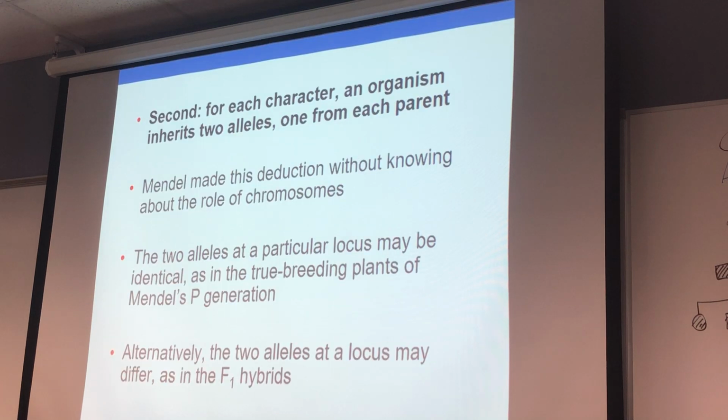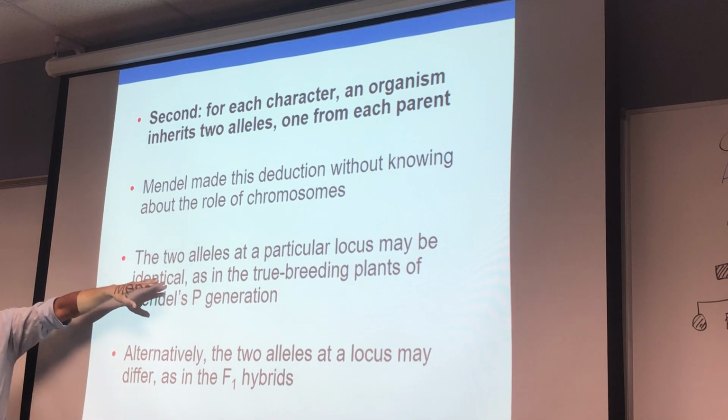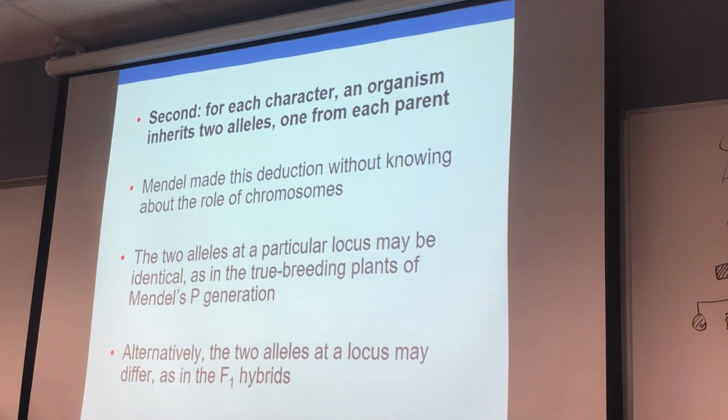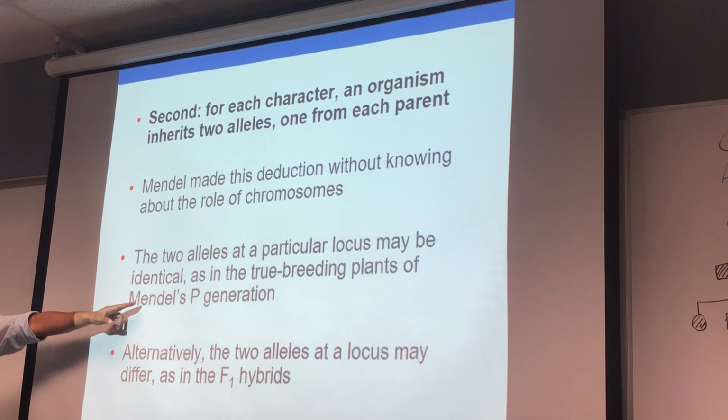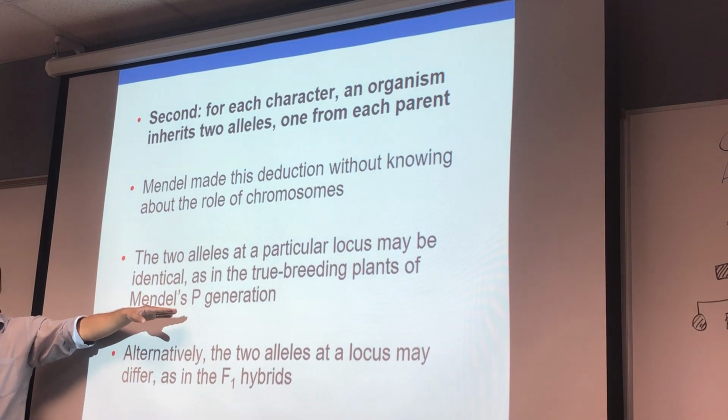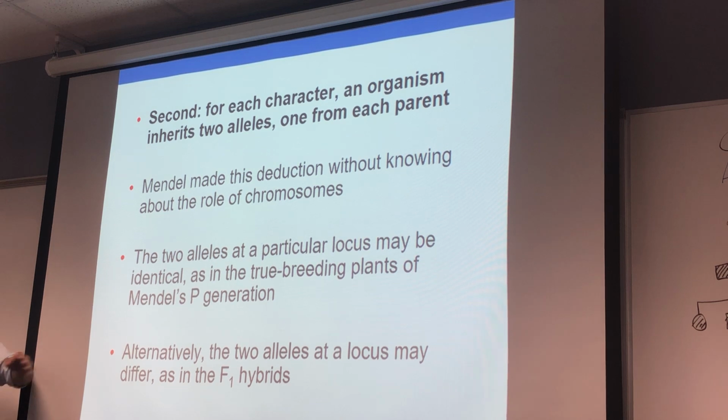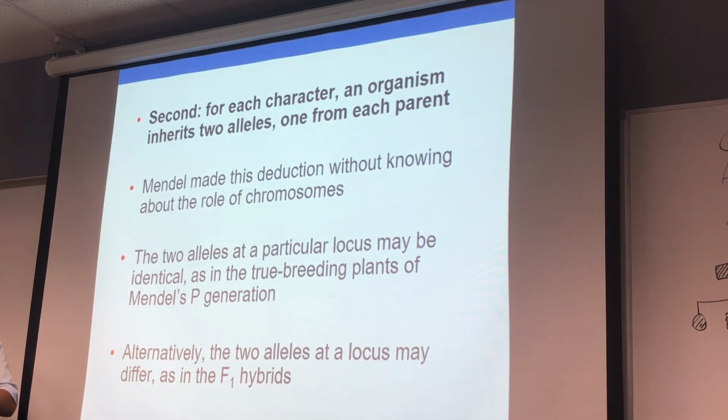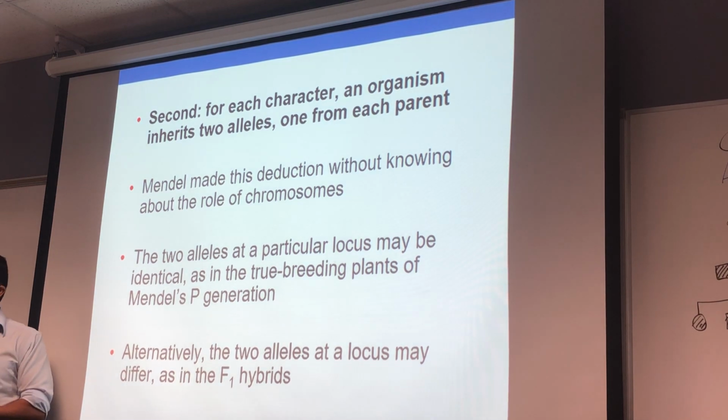Right, okay. Point number 2. For each of these characters, an organism inherits 2 alleles, one from each parent, right? So, Mendel made this deduction without knowing about the role of these chromosomes. These 2 alleles at a particular locus may be identical, in which case they're homozygous, as in the case for the true-breeding plants in the P generation, or they can be heterozygous. They can differ, they can be mixed, okay?